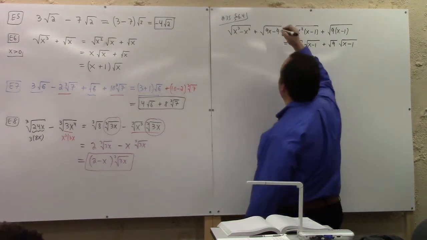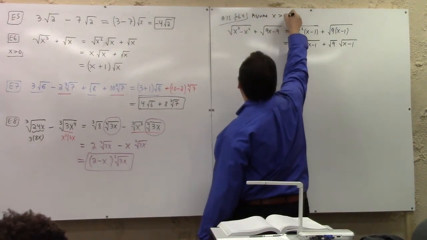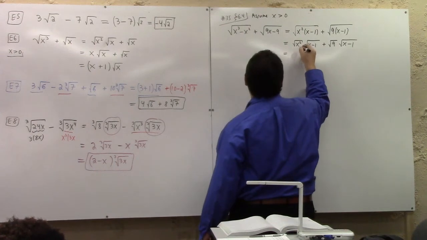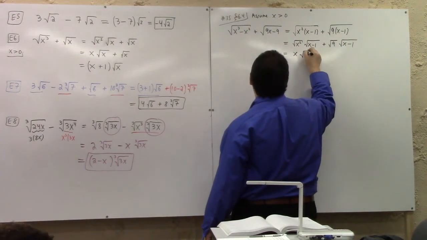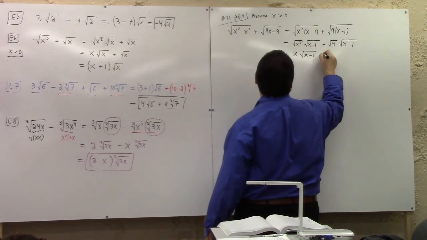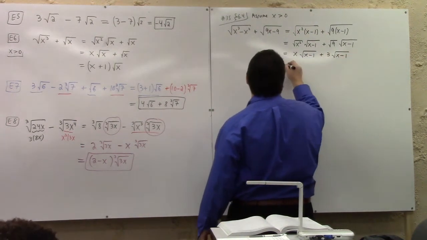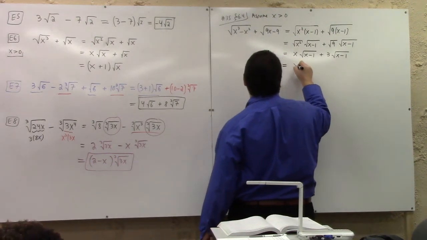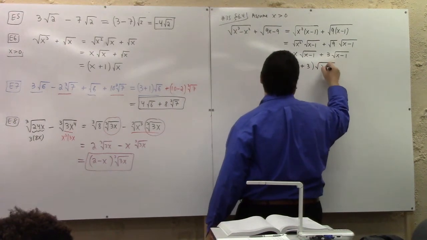We'll assume x is greater than 0 so that we can just get an x here. Otherwise, we'd have to have absolute value of x. So I get x square root of x minus 1 plus 3 times the square root of x minus 1. And what does this give me? It gives me x plus 3 times the square root of x minus 1.